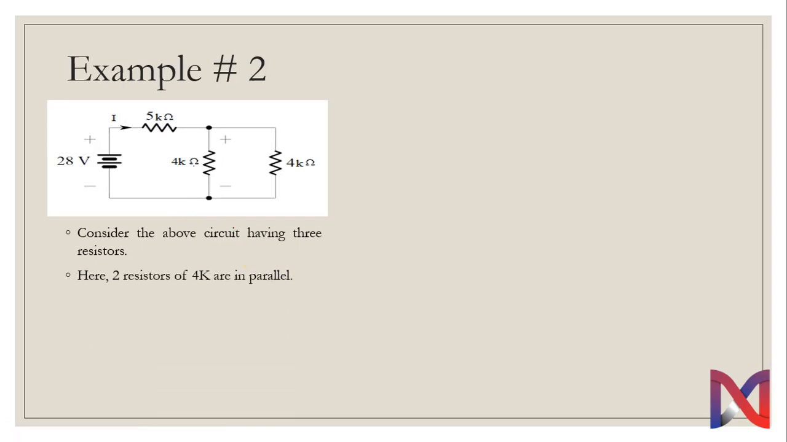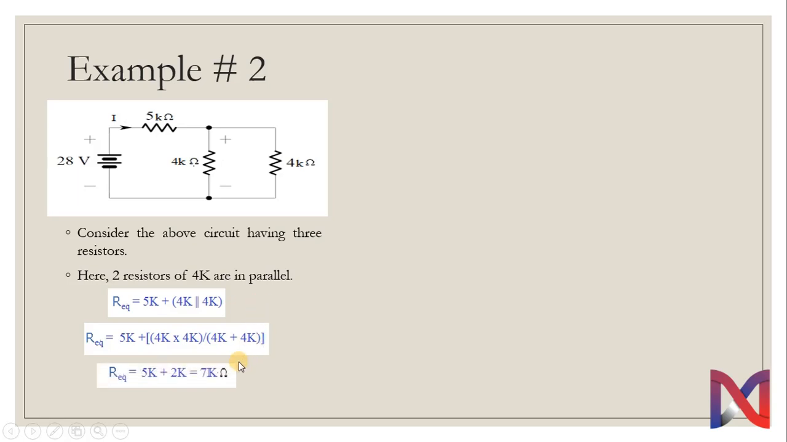As I already mentioned, two resistors of 4 kilo ohm are in parallel and it is in series with a 5 kilo ohm resistor. So R equivalent of the circuit can be found as R equivalent is equal to 5 kilo ohm plus 4 kilo ohm parallel to 4 kilo ohm. So the entire equivalent resistance can be 5 kilo ohm plus 4 multiplied by 4 divided by 4 plus 4. You are already familiar with calculating the equivalent resistance of parallel circuits. So the R equivalent becomes 5 kilo ohm plus 2 kilo ohm is equal to 7 kilo ohms.